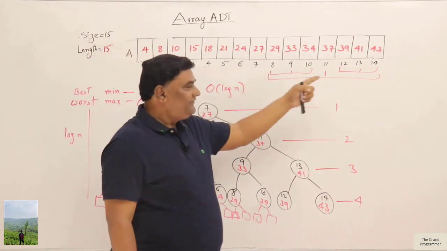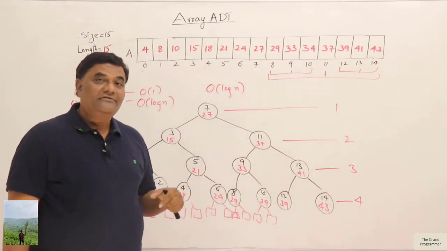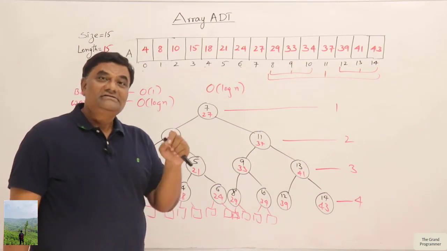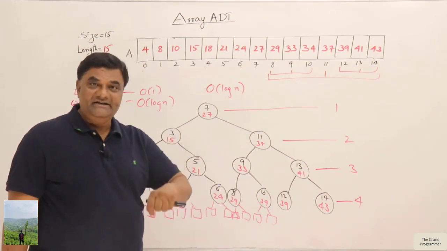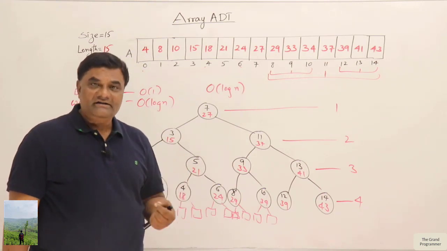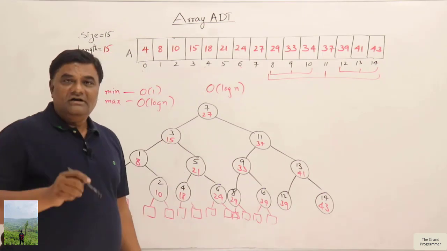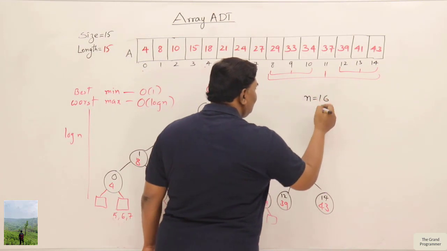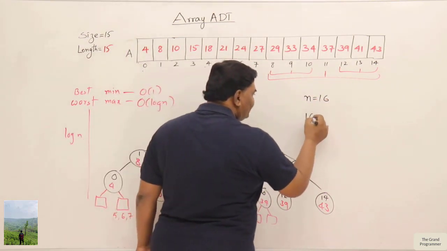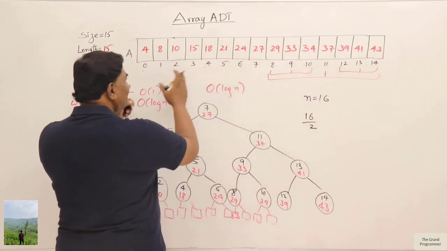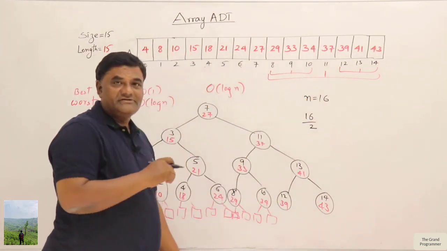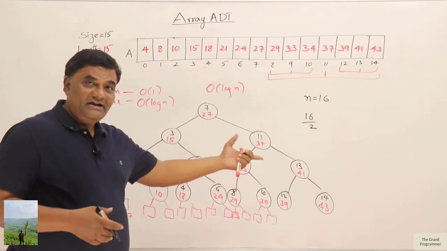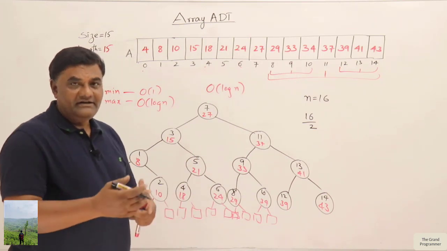See, we have a total of 15 elements here, 0 to 14. 15 is not a power of 2, so I will just round it up to 16. To explain how it is log n, I'll take it as a power of 2, that is 16. Assume that the number of elements is 16. So how does binary search work? 16 is divided by 2. So 8 elements this side, 8 elements that side. Actually here we will be getting 7 elements, but as we have taken it as 16, so 8 on this side, 8 on this side.